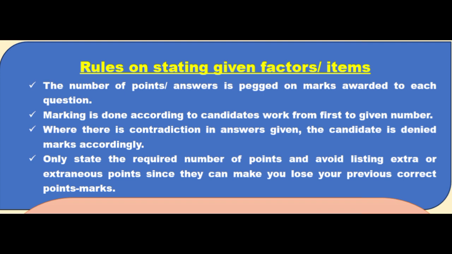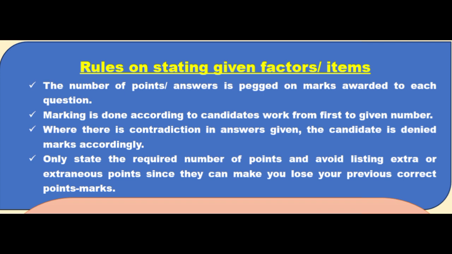In other words, you are told to give 2 factors. For example, state 2 factors affecting surface tension. You state 3, whereby the first 2 are correct, the third one is wrong. Then the third one will also be marked, and then it will deduct a mark from the previous 2 correct points. In other words, what we are saying generally, confine yourself to the number of points that you are required to give. If we are just required to give 2, just give 2.